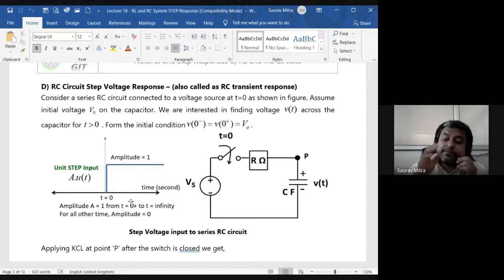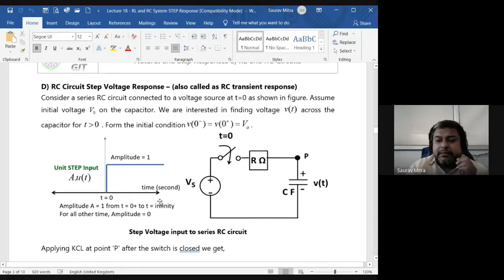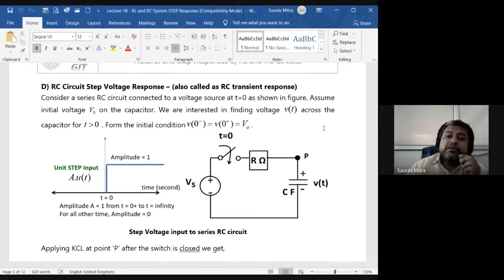The switch is pressed and the supply starts building up. There is a time gap in between, which is shown in this image also. That time is called the propagation time or propagation delay. Assume the initial voltage V0 on the capacitor. We are interested in finding v(t), the changing voltage with respect to time, across the capacitor for t greater than 0 plus. So t equal to 0 is the initial transient, and t greater than 0, or t equal to infinity, is called the steady state.